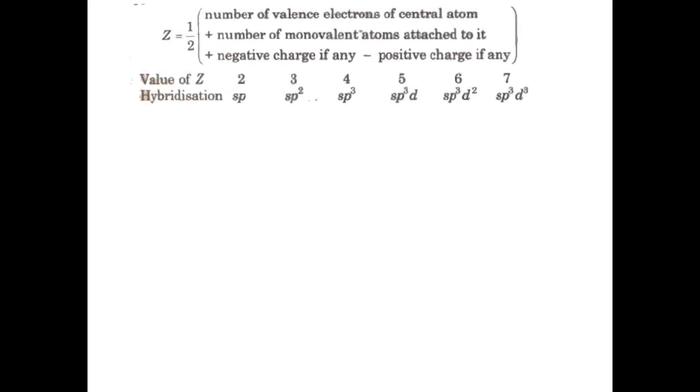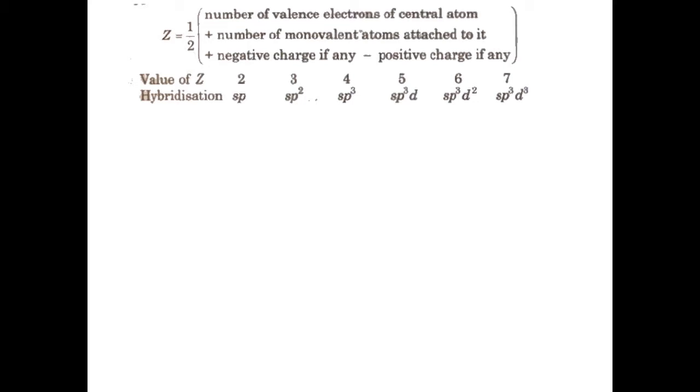So this is the very basic formula where you can calculate Z equals half the number of valence electrons of the central atom, plus the number of monovalent atoms attached to it, plus the negative charge if any, minus the positive charge if any. It is also mentioned that a molecule will either be negatively charged or positively charged.